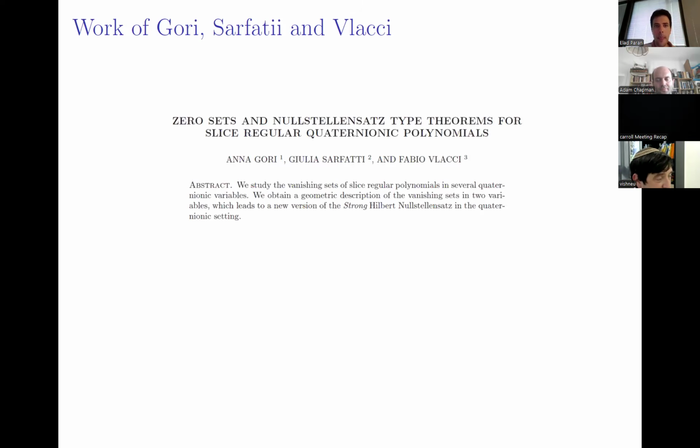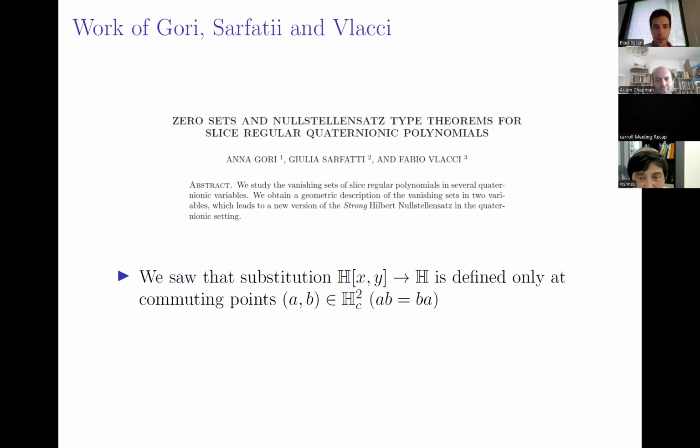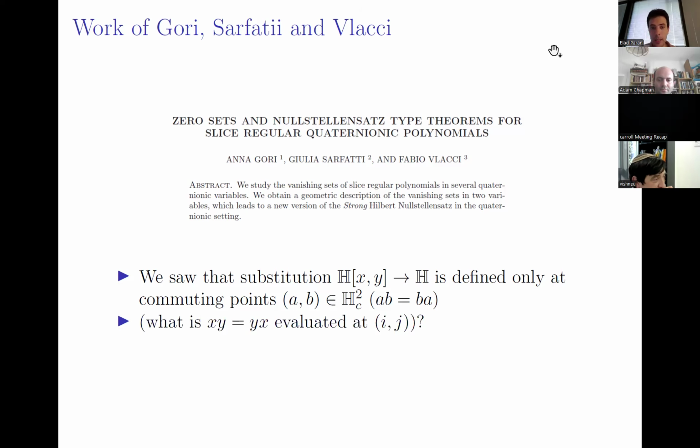So we have the following paper by Gori, Sarfatti, and Vlacci. And what they did is the following. They looked at our paper and they said, okay, we had this restriction for commuting points for the central affine space. And they said, we don't like this. We want to try to force the issue and have substitution be defined everywhere at, say, the quaternionic plane. So how do we do that?